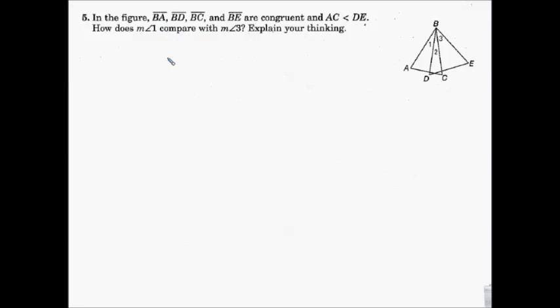We're going to label everything that's congruent, okay? So BA, BD, BC, and BE are all congruent. So for this particular thing, I'm just going to go ahead and highlight them so we know they're all the same length. Now AC is going to be less than DE. So red and blue, and what I have is red is less than blue.